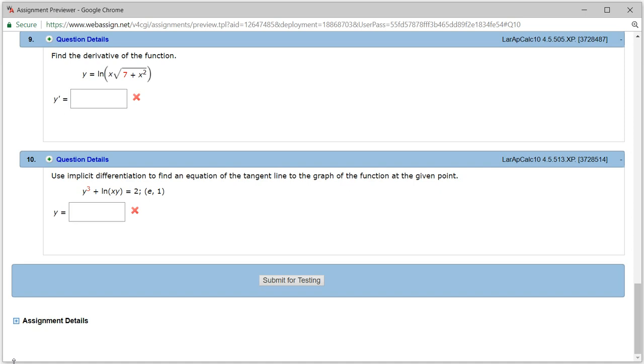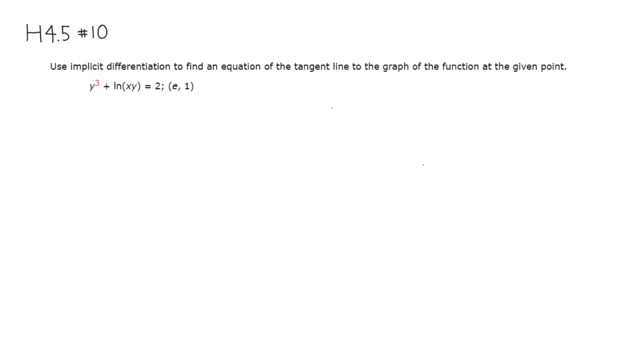Alright, let's look at homework 4.5, problem number 10. Let's find an equation of the tangent line. Before we take the derivative, I'm going to simplify a little bit.